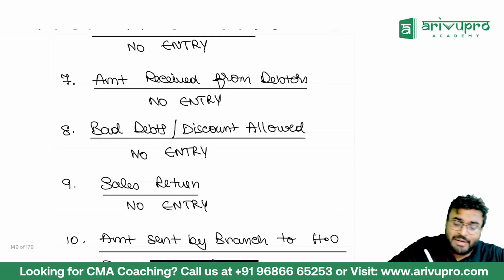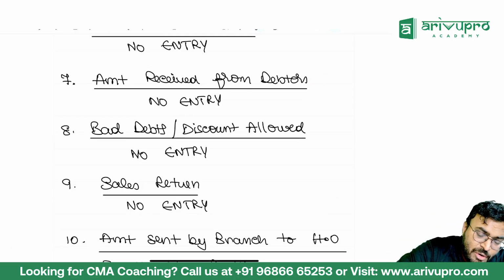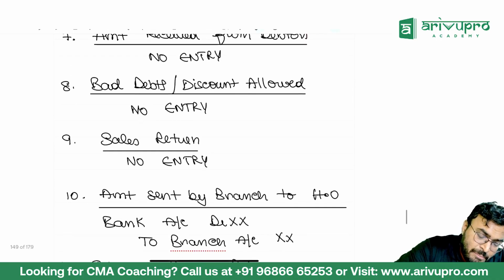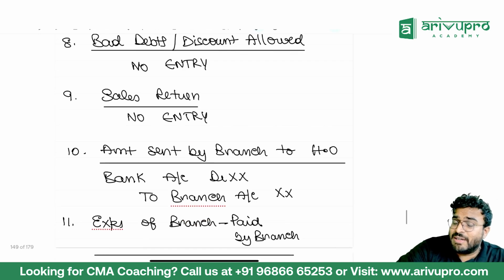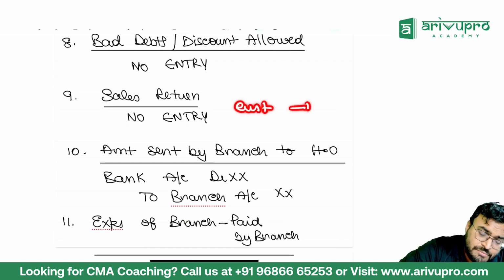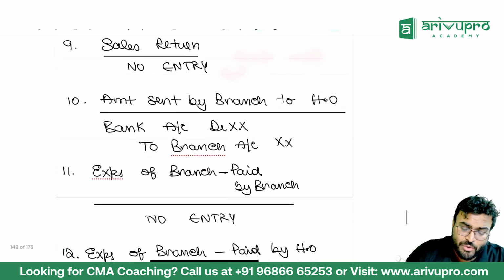Amount received from debtors. Branch has received the amount from whom? From customer. Again there is no entry. Bad debts. It's a transaction between branch and customer. Again there is no entry. Sales return is a transaction between customer and branch. Again there is no entry.